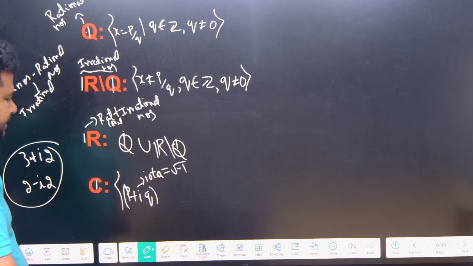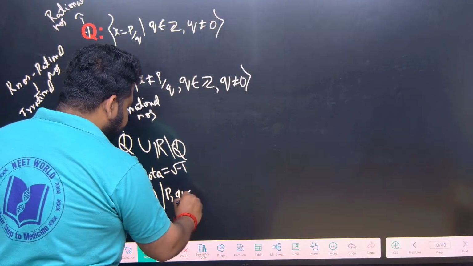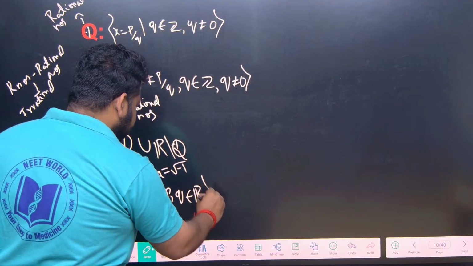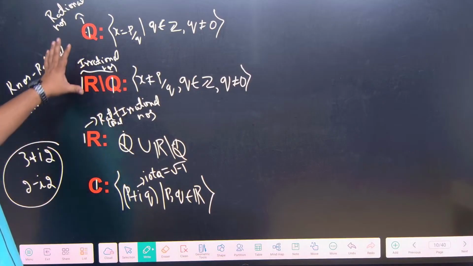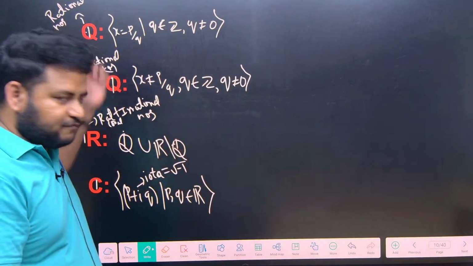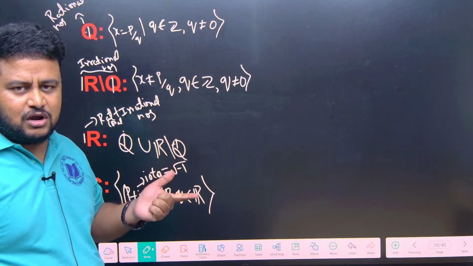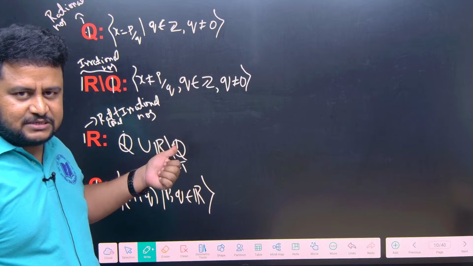Okay, we are having a real part and an imaginary part such that p comma q belongs to the set of real numbers. Clear friends? So till now we studied various well-known sets. That is, first we studied natural numbers, whole numbers, then integers, rational, irrational, real numbers and complex numbers.